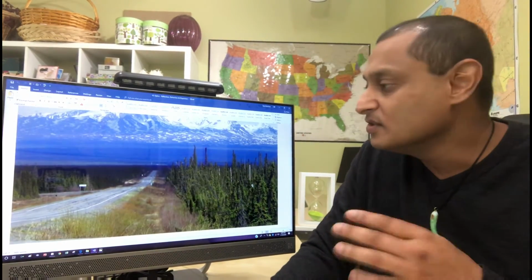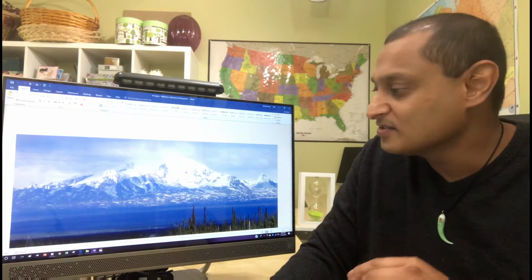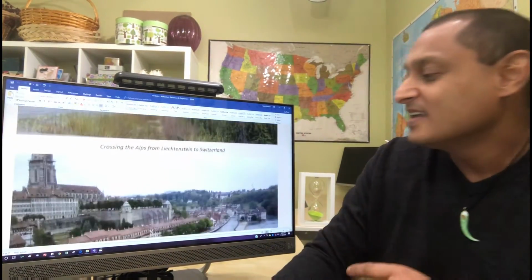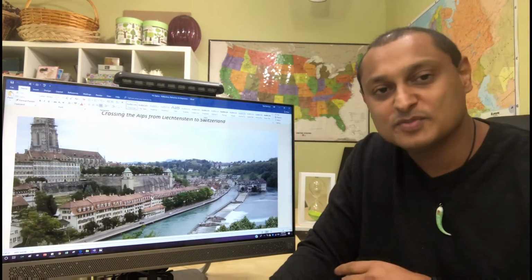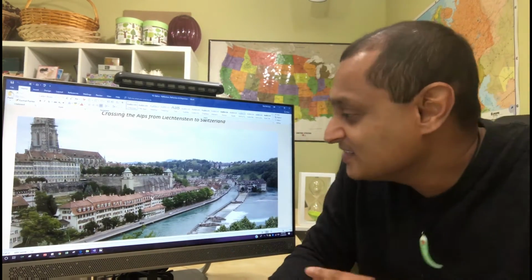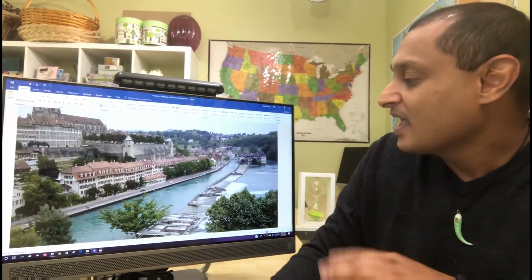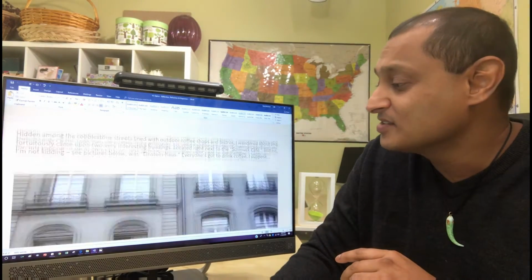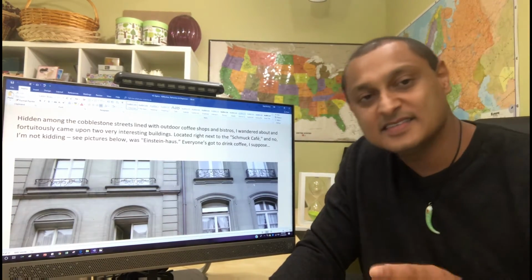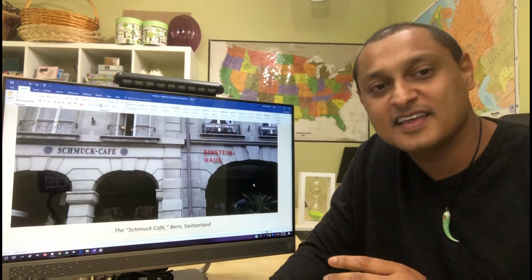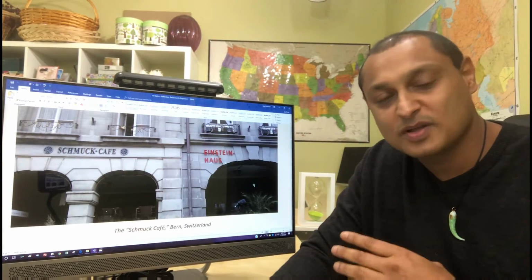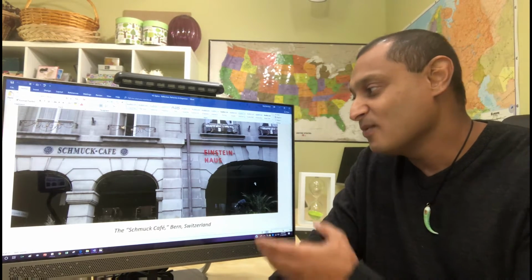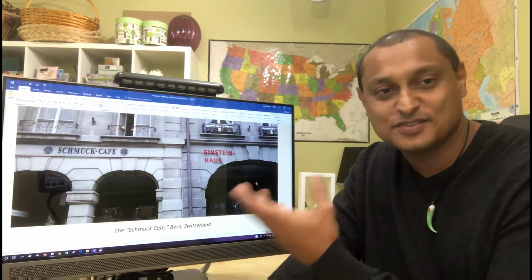On one of my treks, I was in Europe. I was on a 10-country jaunt across Europe, and I was crossing from Liechtenstein, a beautiful country, across the Alps, into the city of Bern, one of the most beautiful cities in all of Europe, in my opinion, in Switzerland. I was wandering about the city of Bern, and I discovered this. While you look a bit closer at the screen, let me just say your eyes don't deceive you. One says the Einstein House and the other says the Schmuck Cafe.